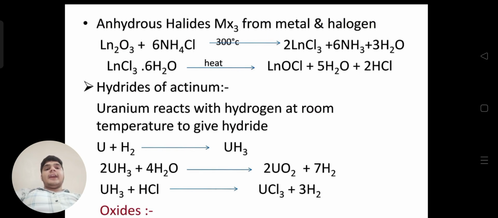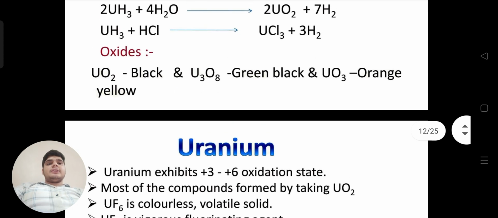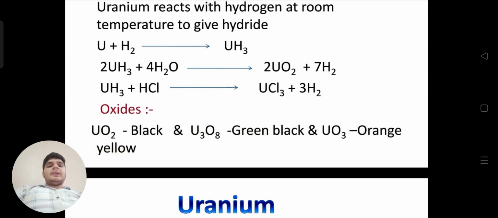The hydrides of actinides. Uranium reacts with hydrogen at room temperature to give the hydrides. U plus hydrogen gas will give UH3, that means uranium trihydride. The trihydride will react with water to form uranium oxide and hydrogen. Uranium hydride with HCl will form uranium chloride with 3 moles of hydrogen. Oxides: UO2 with black color, U3O8 with green-black, and UO3 with orange-yellow color. These are the colors of the oxides of uranium.